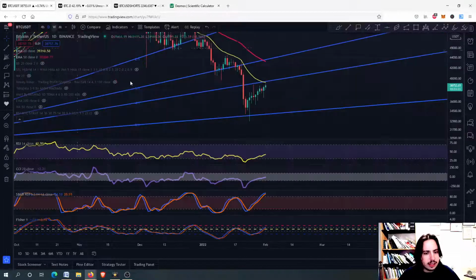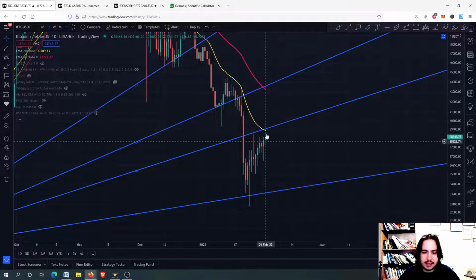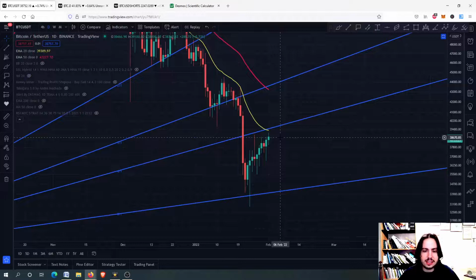If we have a crash in Bitcoin, these are all gone. If we have a red candlestick right here and go even further down, then this is all gone. But if we keep going higher and higher, this will be very good.